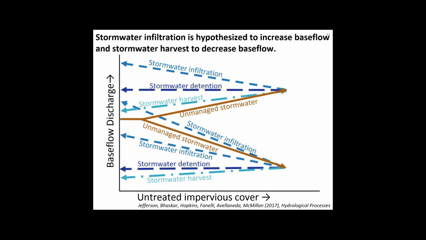So the stormwater infiltration would increase base flow discharge from wherever that starting point is. And in this case, where the base flow is lower than the pre-development condition, depending on the amount of stormwater infiltration, we might be still below pre-development, at pre-development, or even above pre-development conditions. The stormwater detention keeps base flow relatively similar, versus the stormwater harvest might decrease base flow potentially for removing that water from the stream.